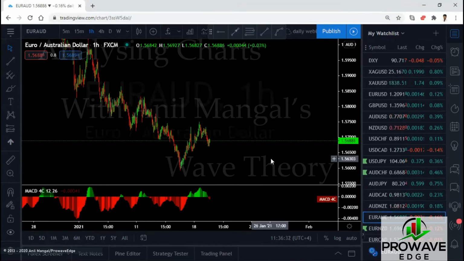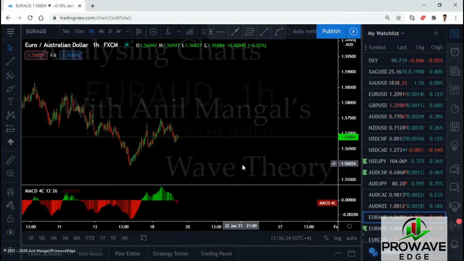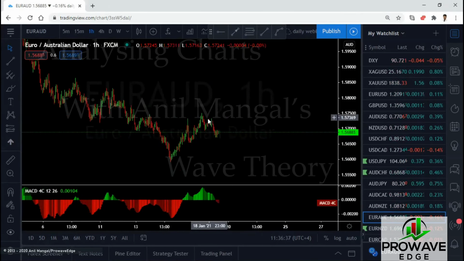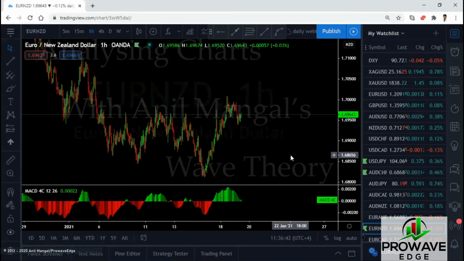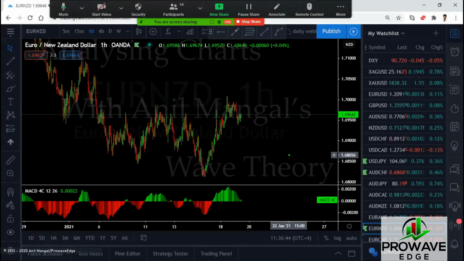Do we have a sell in it? I'm not sure we want this sell, especially after this big consolidation here. So we'll ignore any sells here. We'll look for the buy. Euro New Zealand, same setup.